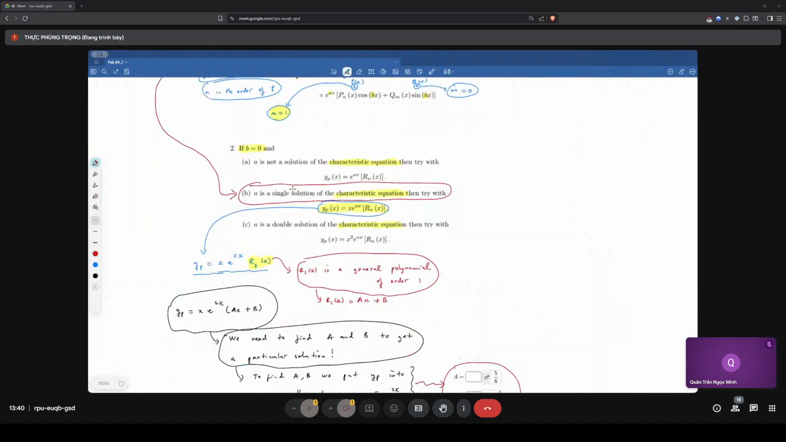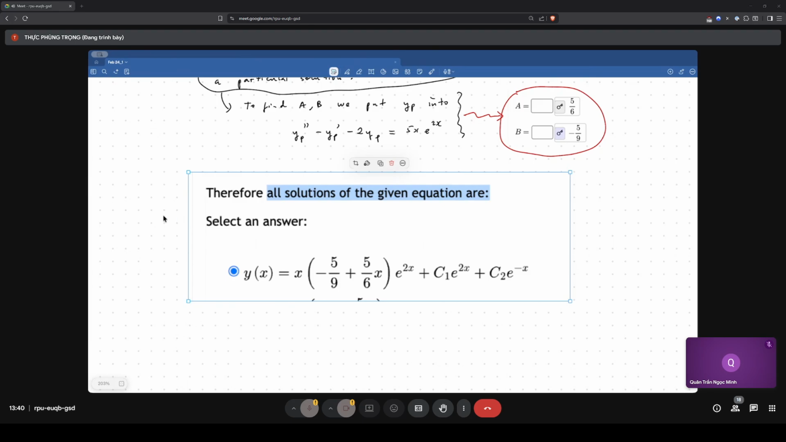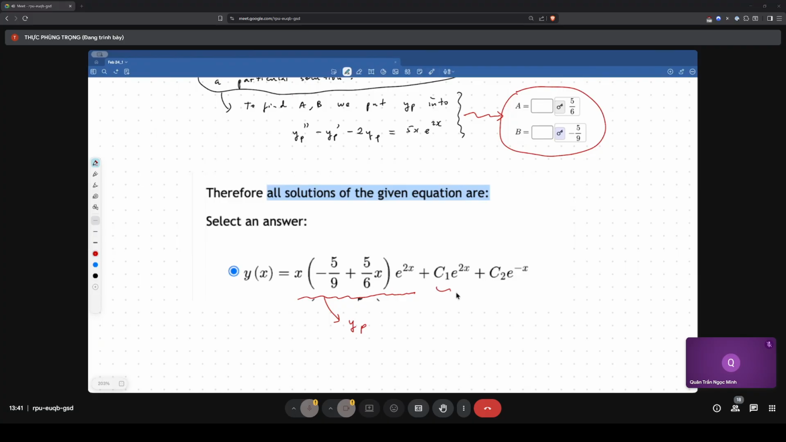After you get Y_p, that's almost the end, right? The one right here is exactly what you get for Y_p, right? And the one right here is what you get for u. This one is from the corresponding homogeneous equation. And this one is Y_p.